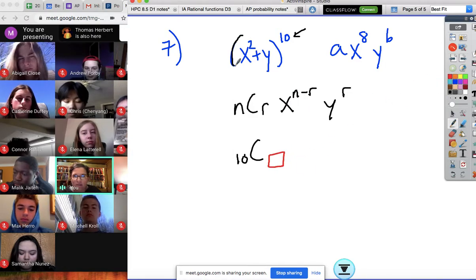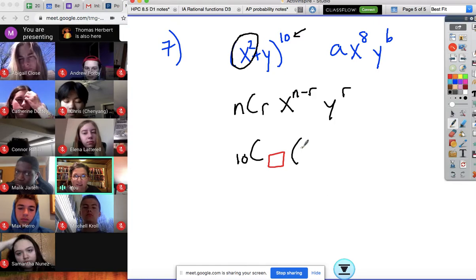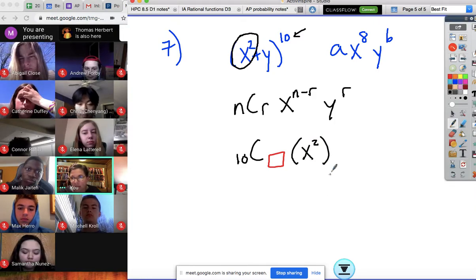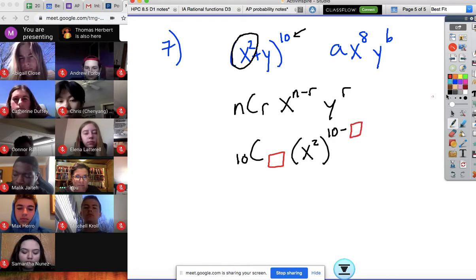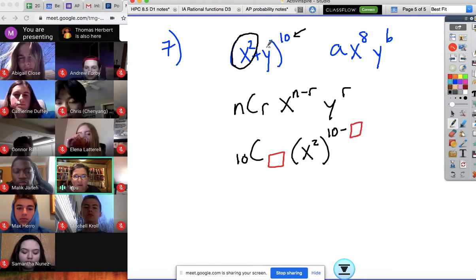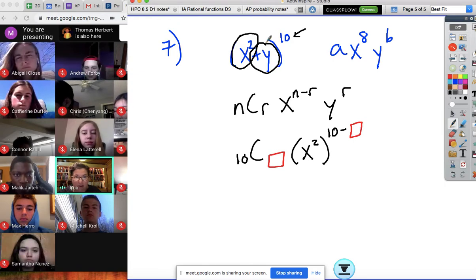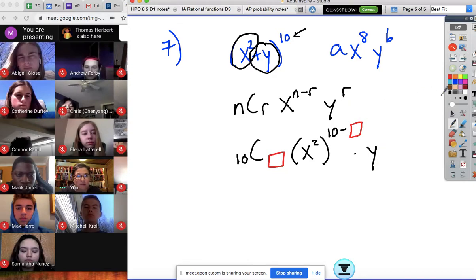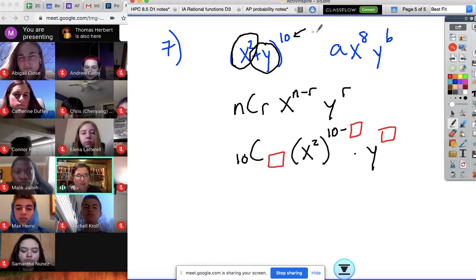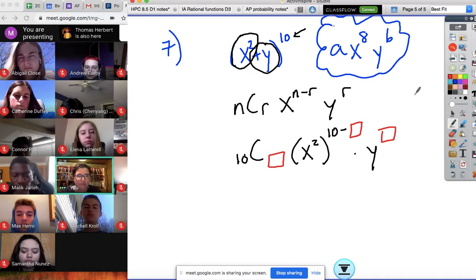X in the formula is whatever the first thing is. In this case, it's an x squared. And that is going to get raised to the n minus r, so to the 10 minus something. The y in the formula is whatever the second thing is, which happens to be a y in this case. And that is going to get raised to the r power, which again, I haven't figured that out yet. But I've got a clue. This is my clue right up here. See how I need to have a y to the 6th? So what's going to go in the red box?